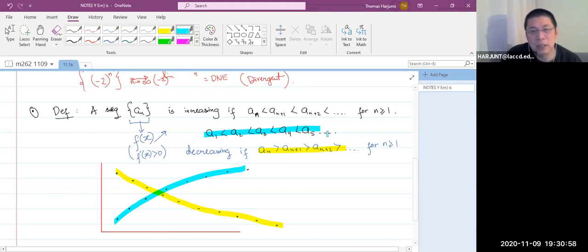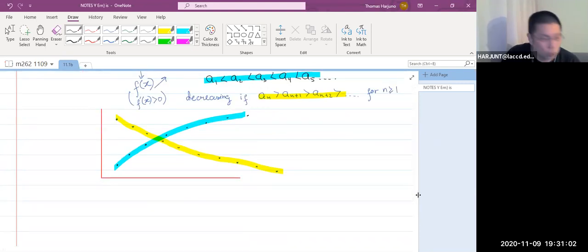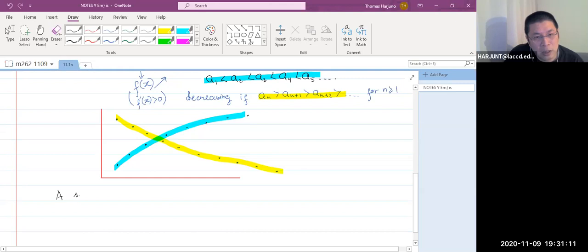Now, implicitly, I told you one technique to show that a sequence is increasing or decreasing. Maybe I should say this more. A sequence is monotonic.